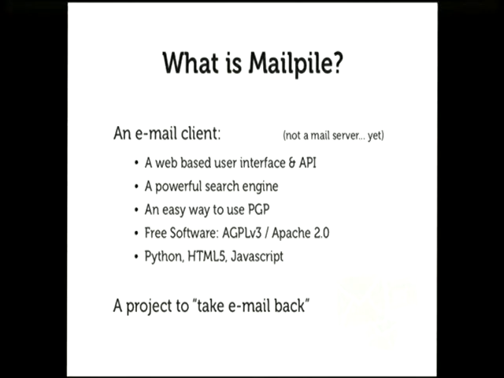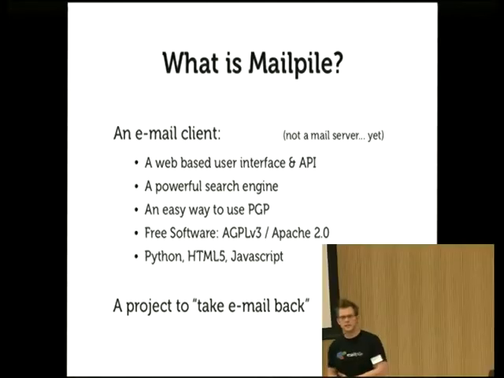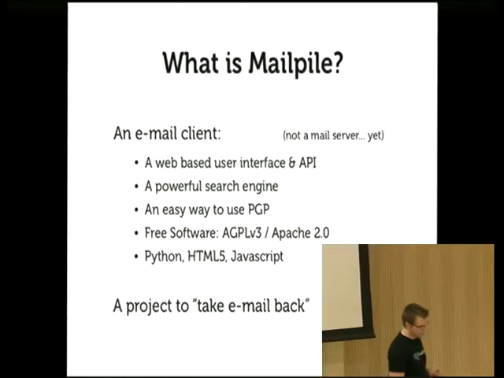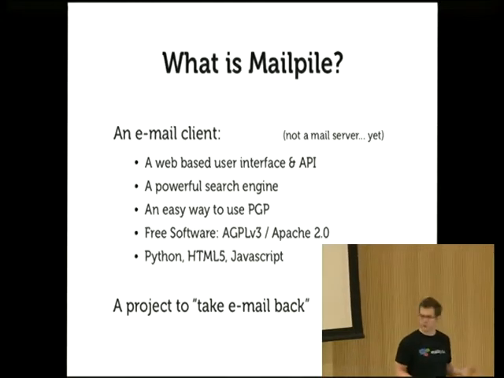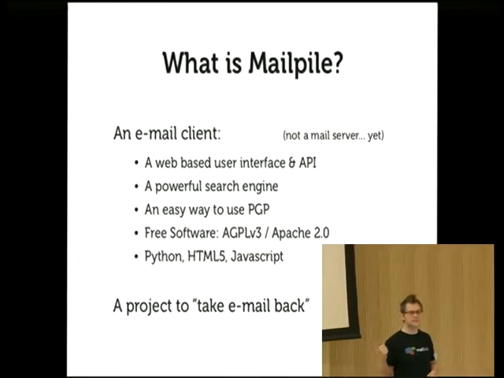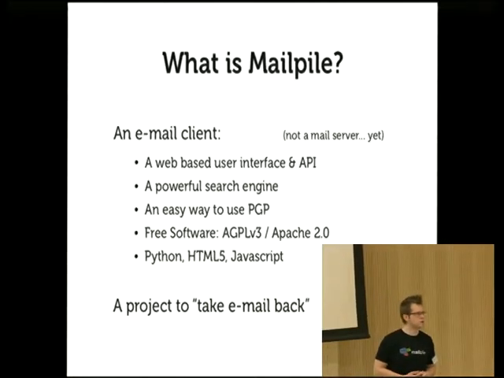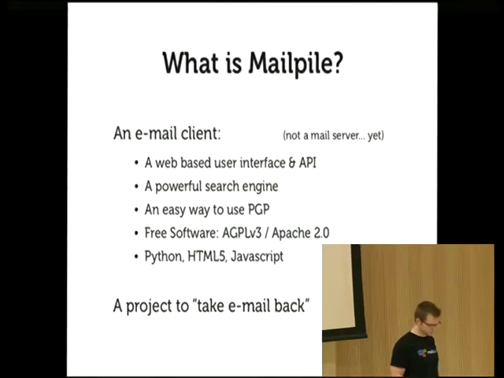It's built on web-based technology, so we can use modern web design to make it look nice and make it accessible. It has a powerful search engine, which is actually how the project got started. We're hoping to make it really easy for people to use PGP, both to sign and encrypt email. Obviously, it's free software. We're currently in a weird dual licensing phase where the code is available under two licenses. We plan to drop one of those when our community has voted on what they prefer. And it's written in popular languages, Python and JavaScript.